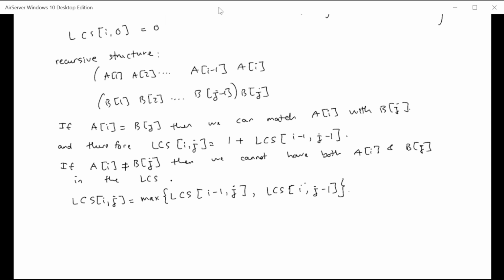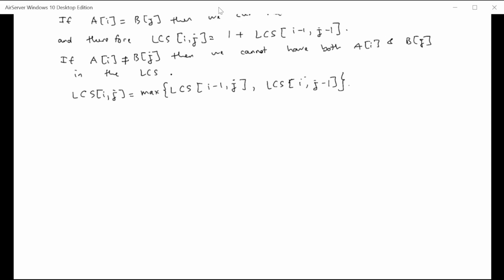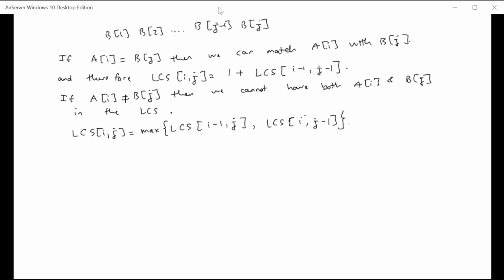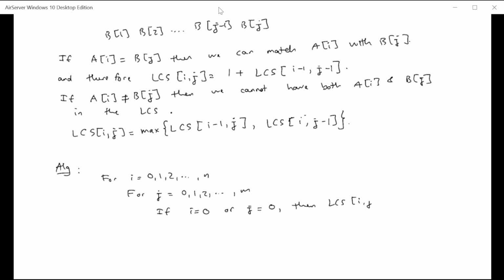Okay, so what does the algorithm look like in general? We can have the for loop for I from 0, 1, 2, dot dot dot, to n, for j from 0, 1, 2, dot dot dot, up to m. If I is equal to 0 or j is equal to 0, then LCS(I, J) would be 0. That's the base case.